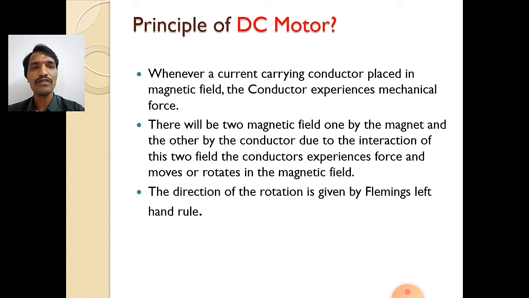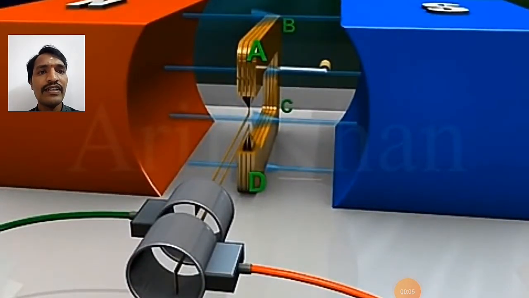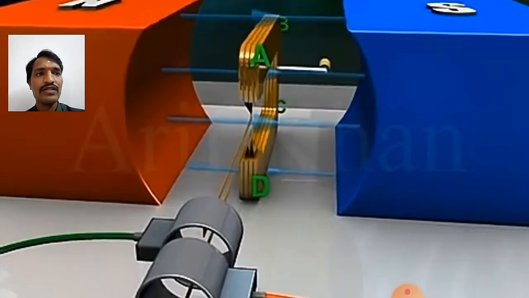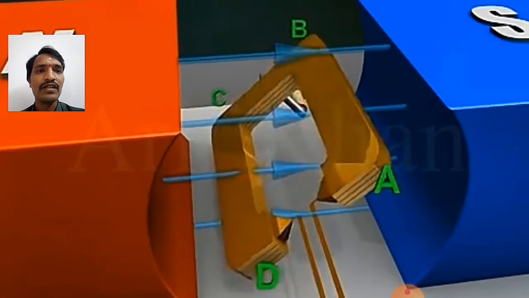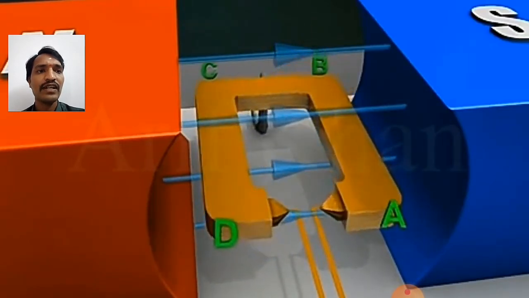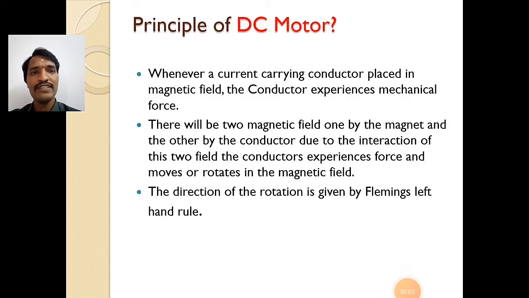What is the principle of a DC motor? Here the principle is, whenever a current carrying conductor is placed in a magnetic field, the conductor experiences mechanical force. The current is passed through slip rings to the armature conductor. This conductor is placed under the magnetic field, between the north and south poles. When we pass current, this conductor behaves as a magnet, and being placed under two magnetic poles, it tends to rotate itself in a DC motor.